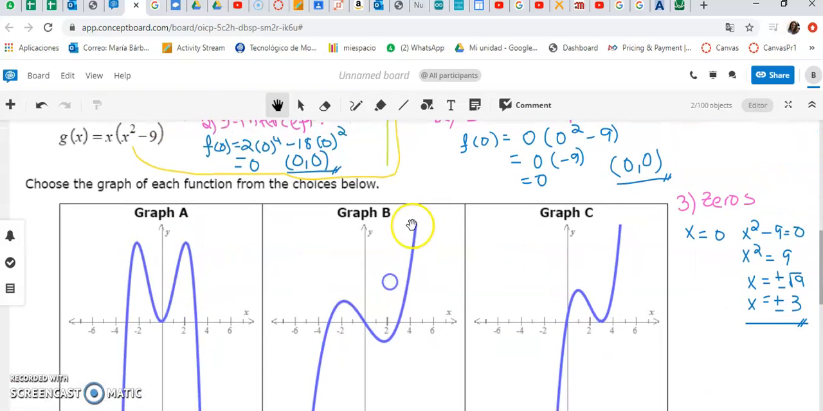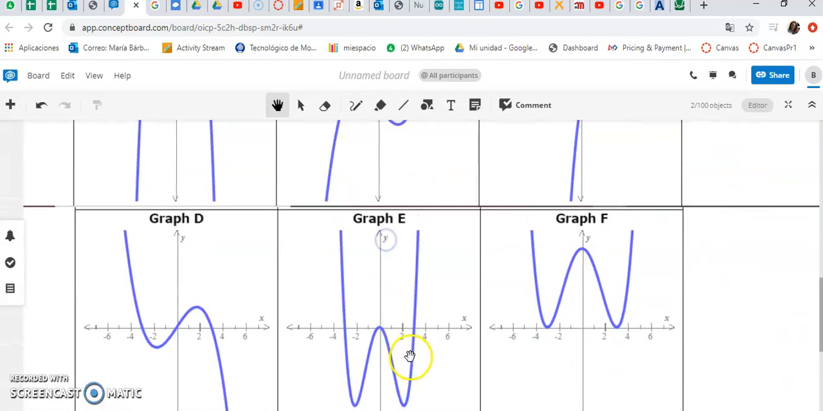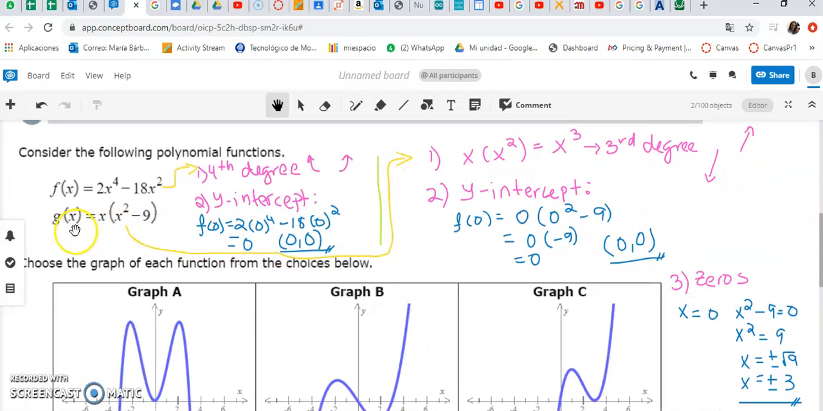So let's calculate the y-intercept of the first function. Step number 2, find the y-intercept. How are we going to do that? Remember that we have to evaluate the function at 0. So when x equals 0, we substitute it in the function, and y equals 0. That means that the y-intercept is at the origin, (0, 0). So let's go back, and we can see that the graph that corresponds to the first function is graph E, this one.